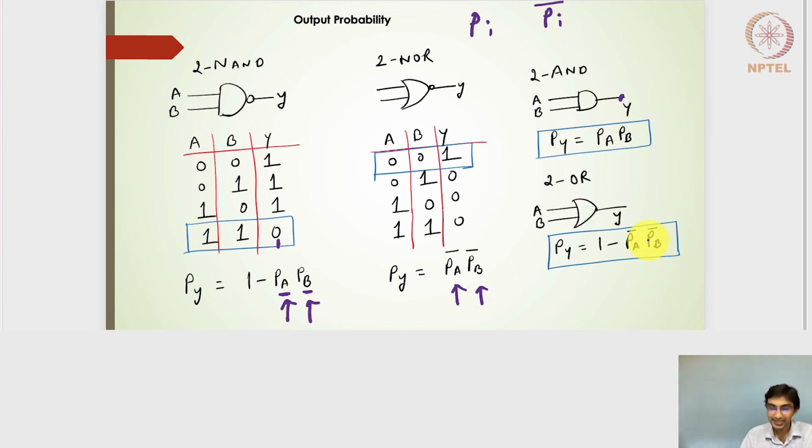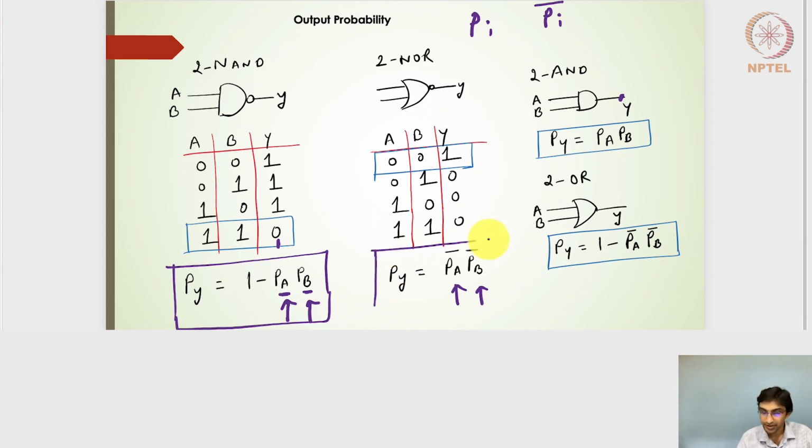So in our next example, we'll try to use these 2 probability expressions to find out the probability at the output node, right? So the output node being at 1, I should be able to find out, right? If I have a 2-input NAND gate and if I have a 2-input NOR gate, the output of the 2-input NOR gate being at 1, we should be able to evaluate using these particular expressions. Right, so one is 1 minus PA, PB, another one is PA bar, PB bar. And use this to find out what is the activity factor.